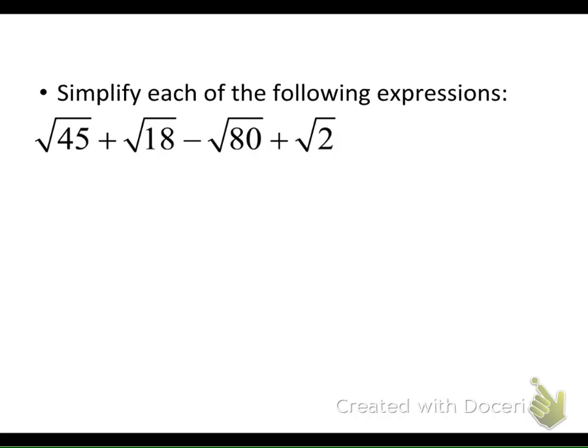Okay, let's look at the back one. So the back one's a little bit longer. So we're going to go through, and the first thing we're going to do is we're going to simplify each of these square roots. So what are the factors for 45, Michael? 3, 15. Okay. 3, 5. Do you want to do 18 as well? Deja, 18. What are the factors of 18?